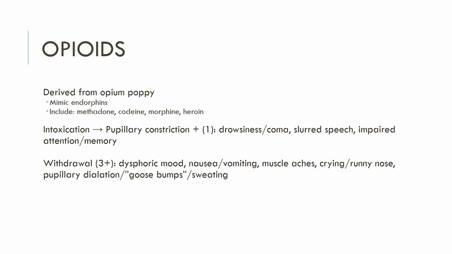Intoxication is diagnosed by the presence of constricted pupils, plus one or more of the following: drowsiness or coma, slurred speech, impaired attention and memory. And then withdrawal is diagnosed by the presence of 3 or more of dysphoric or sad mood, nausea and vomiting, muscle aches, crying or runny nose, dilated pupils, or goosebumps on the skin or sweating.